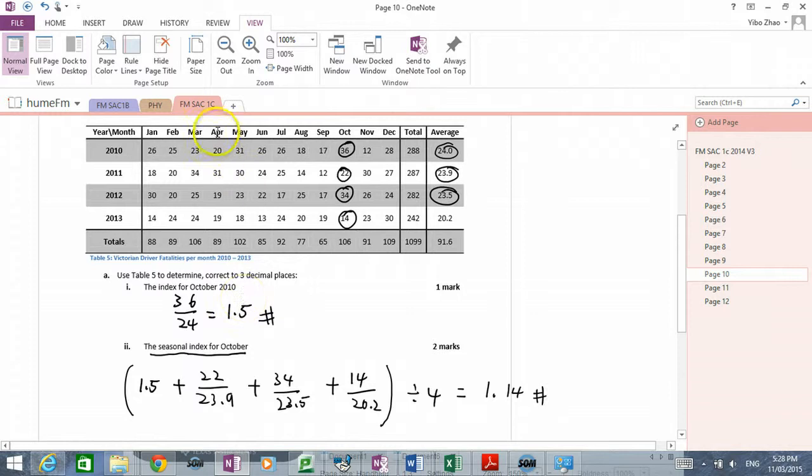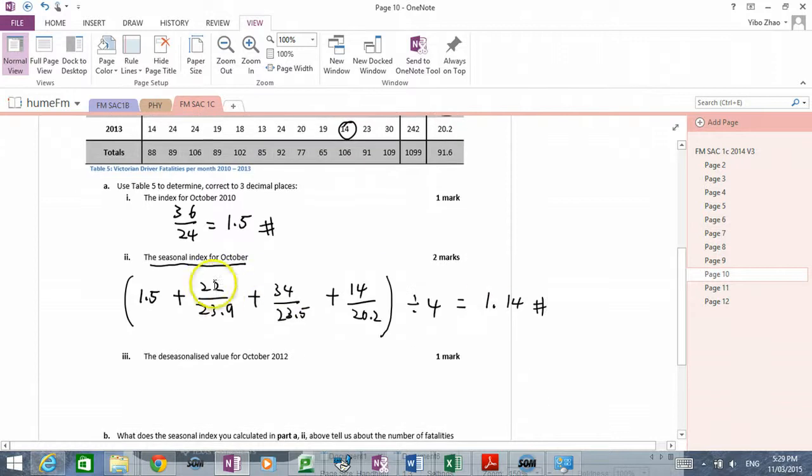If you find the seasonal index of April, the value is different. Maybe it's less than the average, maybe it's more than the average. But in this case, the seasonal index for October tells me this.